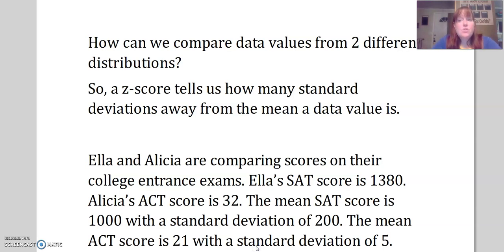So now we understand normal curves and we understand how far away data values are on a normal curve if we know their standard deviation and their mean. But what happens when we want to compare two different data values from two different distributions? For example, we've got this example below that's Ella and Alicia, and they're taking two different tests. One took the SAT and one took the ACT.